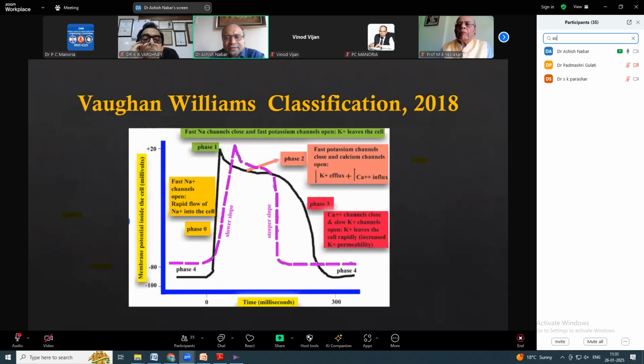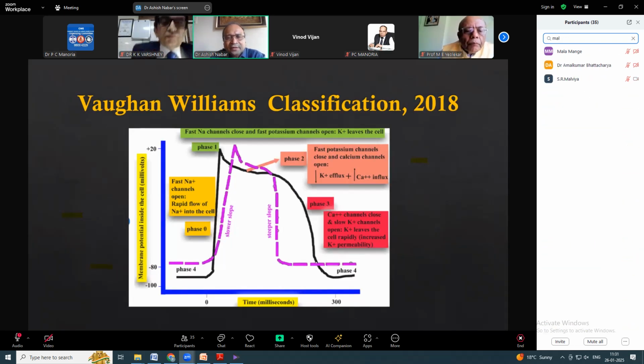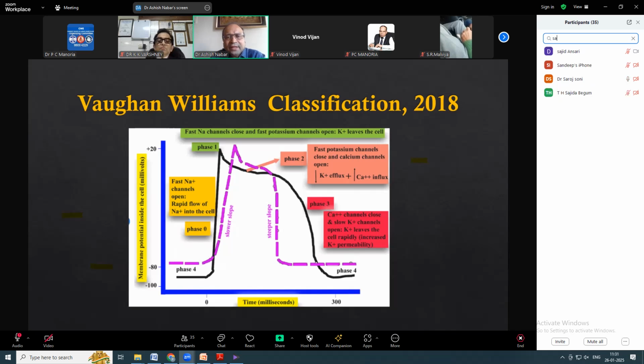Now, let's understand the action potential. If you look at phase 0, there are drugs which slow phase 0 and therefore act by prolonging the conduction velocity. These are sodium channel blocking drugs. And there are drugs which block the potassium channels and therefore prolong the action potential, thereby prolonging the refractory period, and that's how they either terminate or prevent the recurrence of arrhythmias.